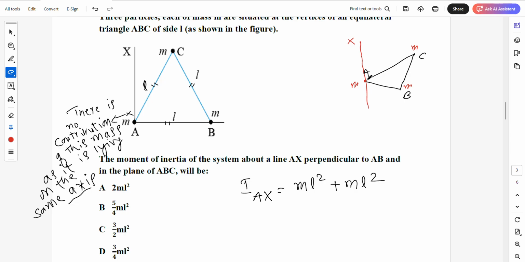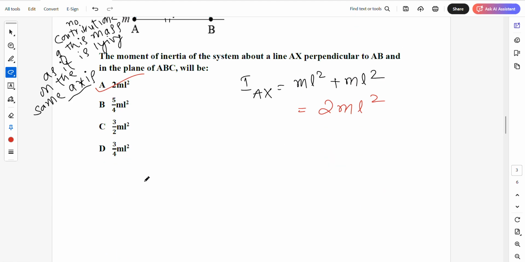There is no contribution of this mass. Now what is the perpendicular distance? The perpendicular distance of this mass is L. So ml square plus ml square, how much? 2 ml square is the right answer. Hope you understood this one. Let us do the next sum.